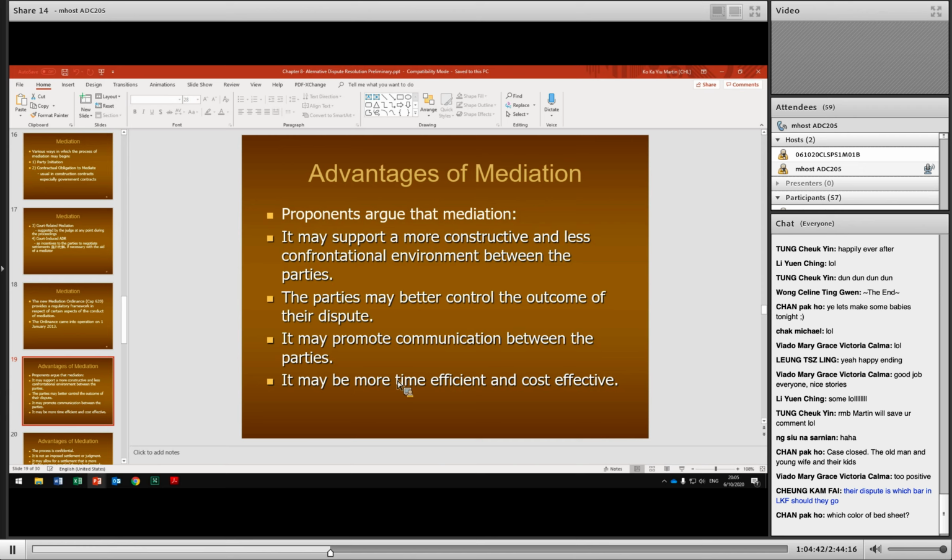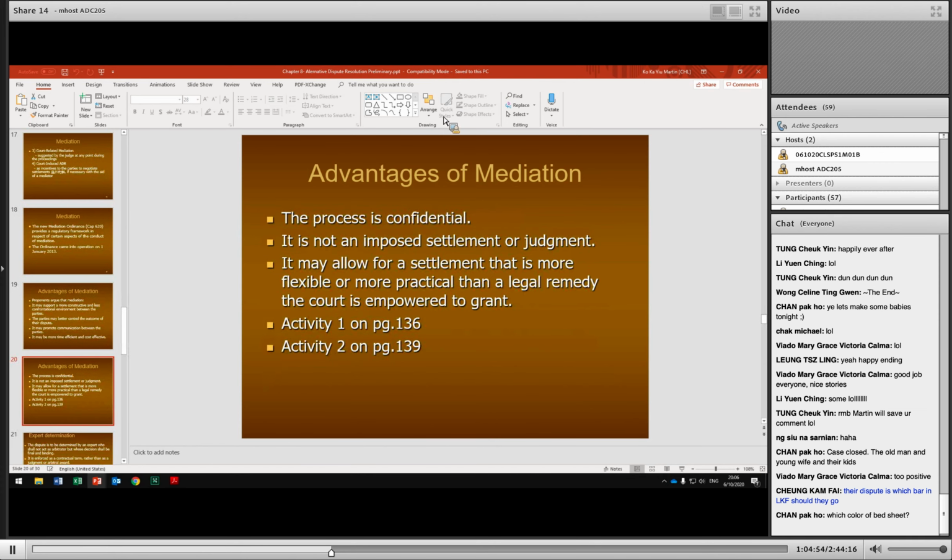You retain a lawyer to represent you in the court. He will charge you for all the time, every minute he serves you. So it's something quite expensive. The process is confidential. Confidential means it's not open to the public. So of course it can avoid a lot of embarrassment. So it will be much better for many people.